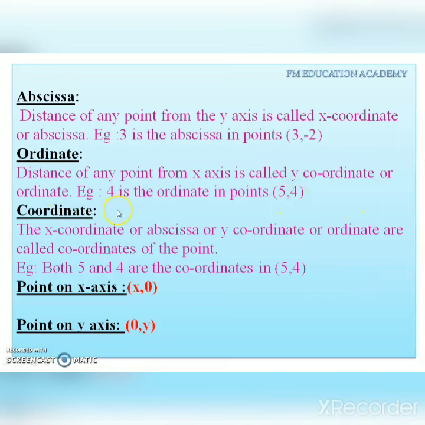So remember, the point that divides a line joining A(x1, y1) and B(x2, y2) internally in the ratio m1 is to m2 is P(x, y) equals to... Now in this, the same concept is involved. In order to calculate the coordinates of point A, I have to extend on the x-axis, I have to extend on the y-axis, and I'll get x1, y1. Similarly here, extend on the x-axis, extend on the y-axis, I'll get x2 and y2 as coordinates of B.